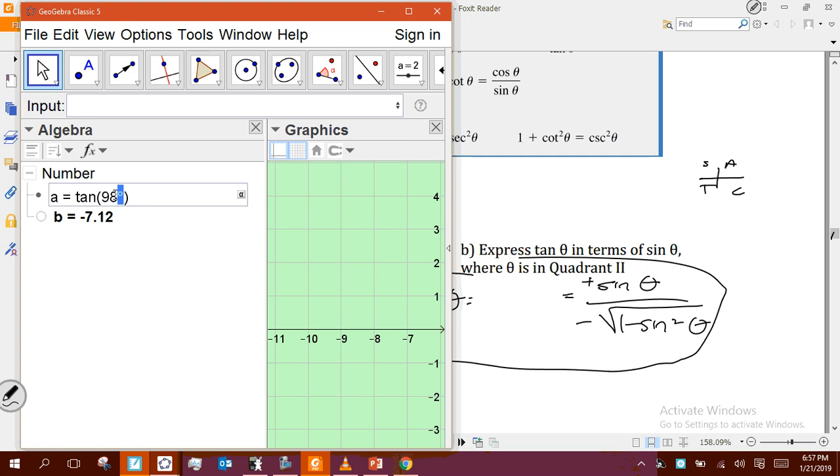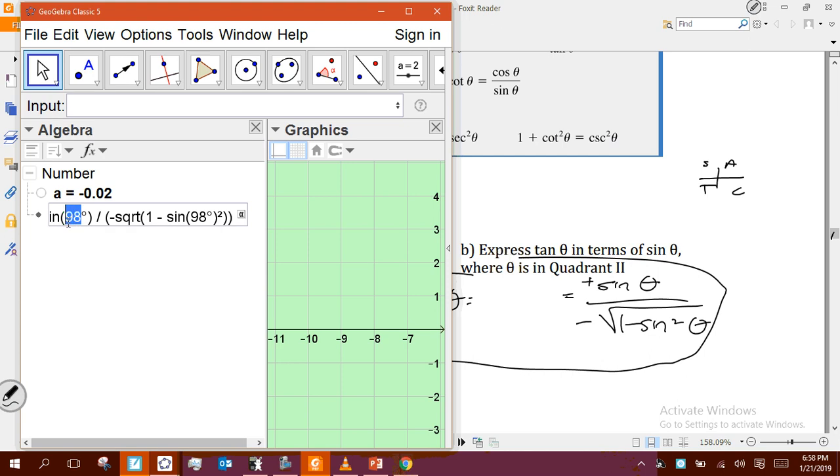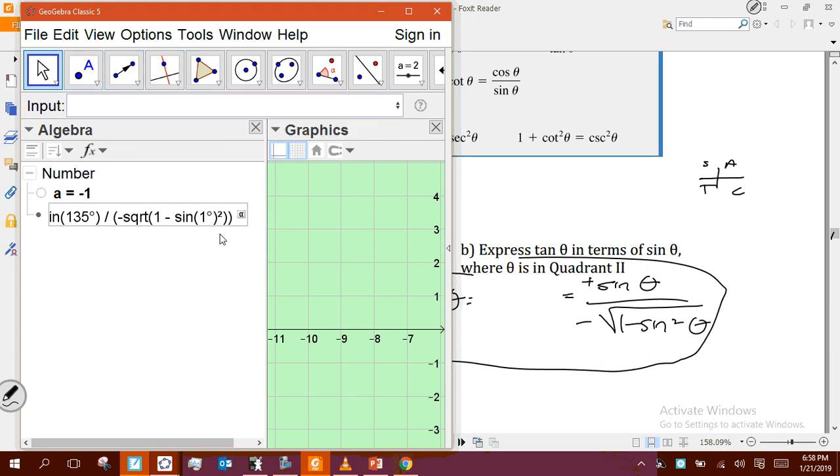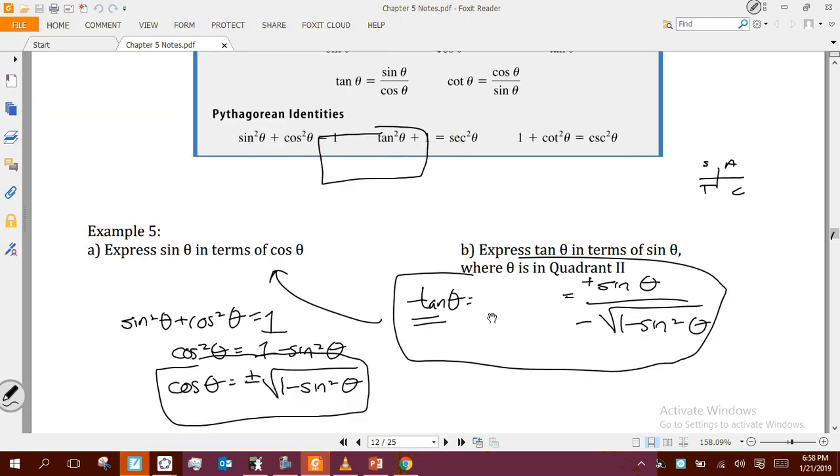So this should be accurate no matter what number I choose in the second quadrant. So if I go 179 degrees, second quadrant, gives me that number there. 179, enter. Same thing. 135, let's try that one. 135 gives me negative 1 back. So this thing should give me negative 1 back as well. 135. Yes, the same thing.